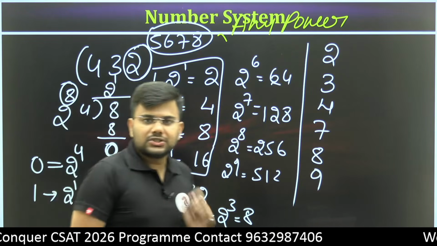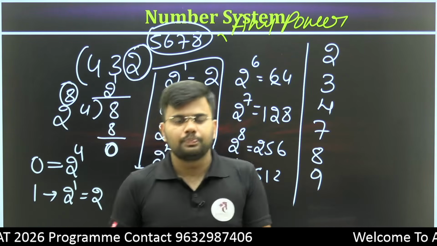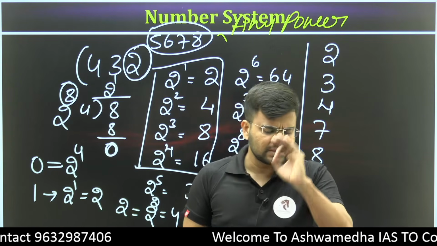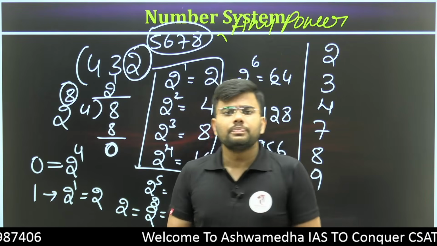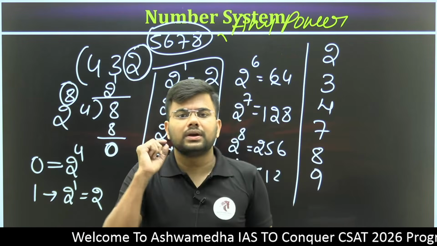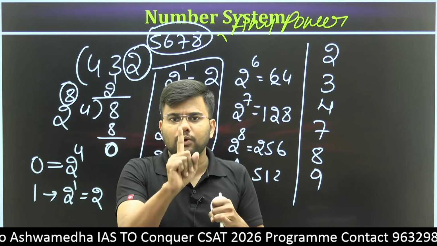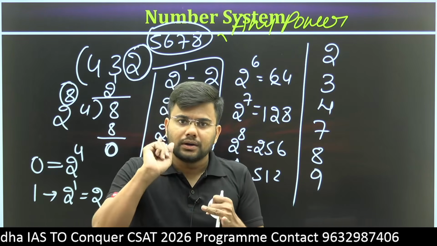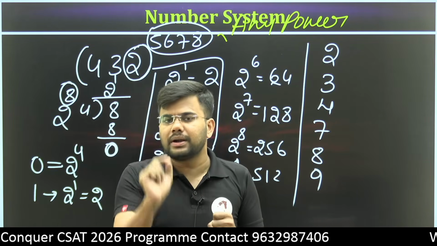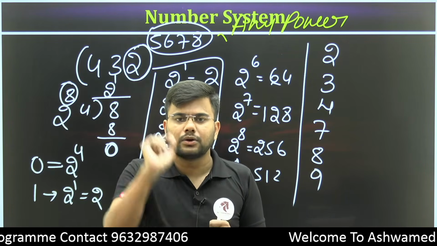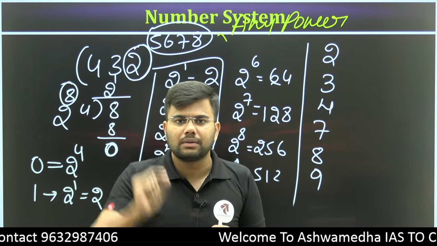If the digit in the units place is 2, it repeats such a cycle of 4. What is supposed to do? Take out that power, divide it by 4. What is the remainder? If you get 0 as the remainder, it would be equal to 2 power 4. If you get 1 as the remainder, it would be equal to 2 power 1. 2 as the remainder, 2 power 2. 3 as the remainder, 2 power 3.